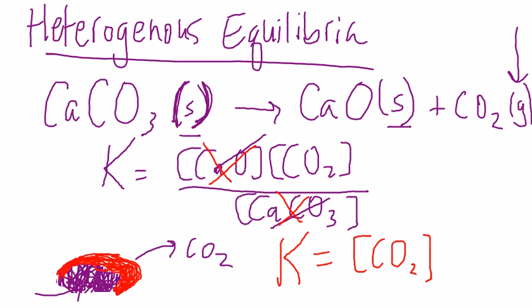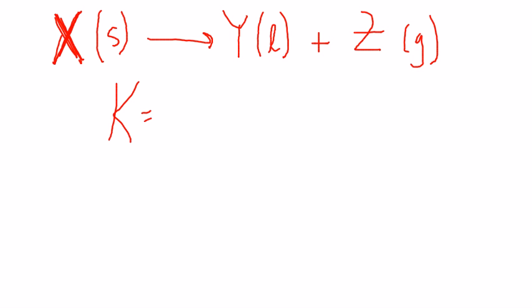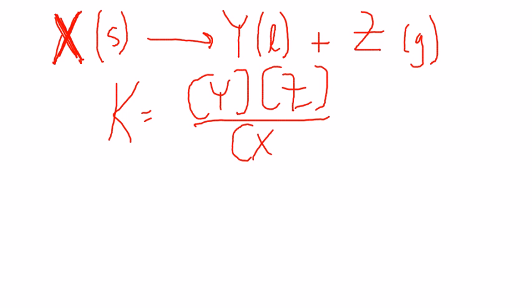Let's take another example. If something is changing and instead of solid, we have liquid. So if, let's say, substance X is a solid, and this produces substance Y, a pure liquid, and substance Z, a gas. Again, one would expect that we would write the equilibrium expression, Y times Z over X, but this would not be true.